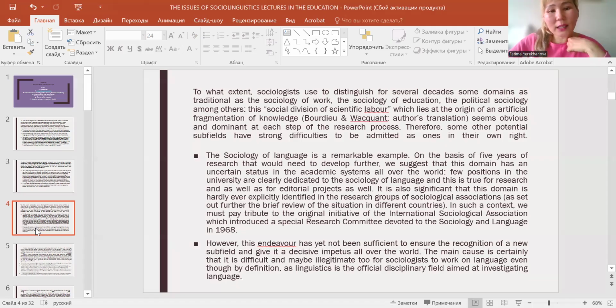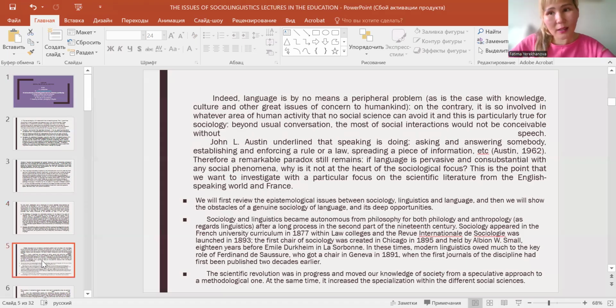But in our understanding, in our case, usually we do sociolinguistics. So this is also something we have to see. Then also we have different positions, different directions regarding this subject.